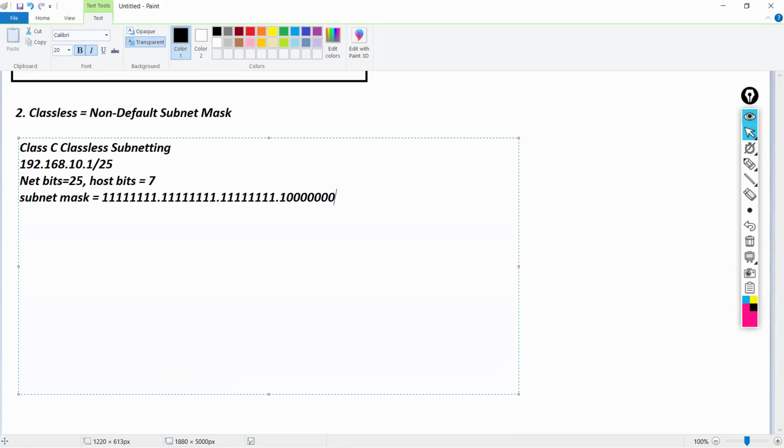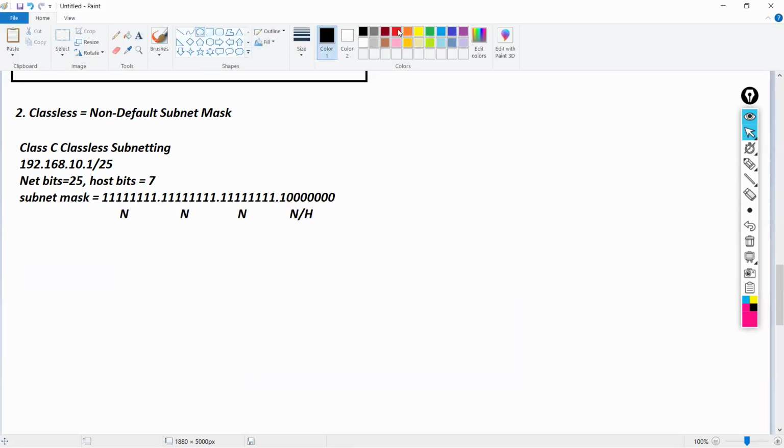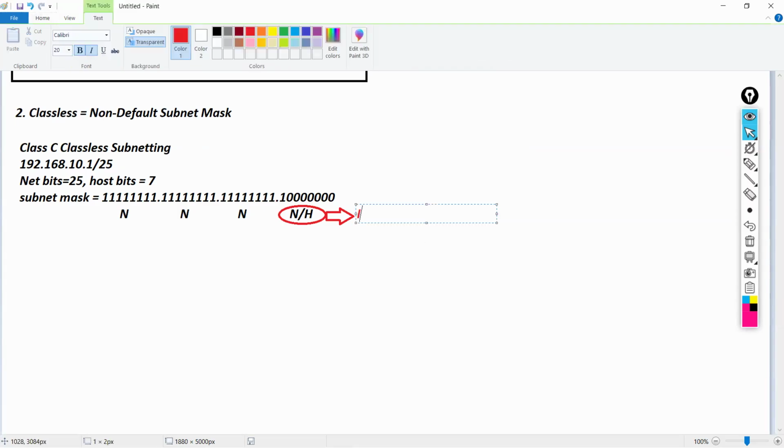This is clear. Okay. Now, if I see here, network, network, network, but in this one, I have network bits also, host bits also. This octet where you have your network bit as well as host bits, what do you call it? You call it the interesting octet. This is the octet that is going to give you all the answers.